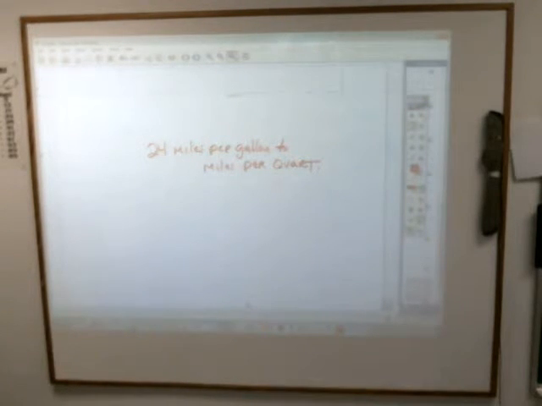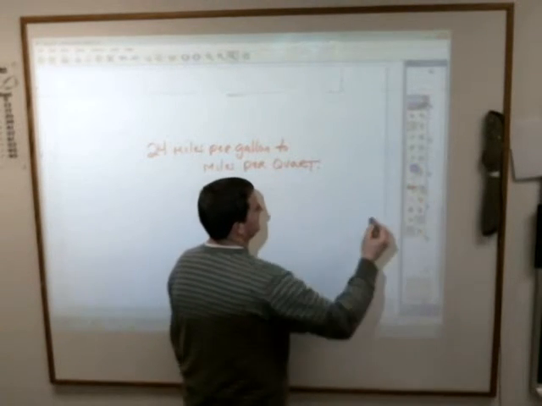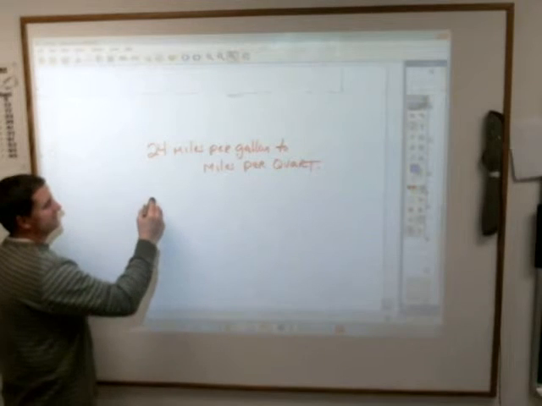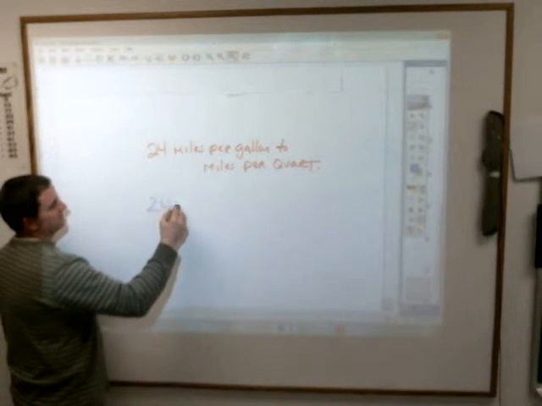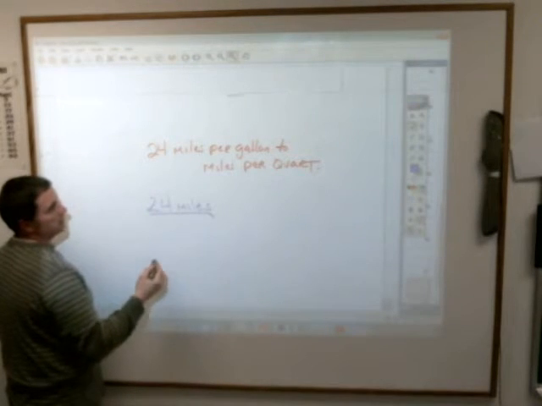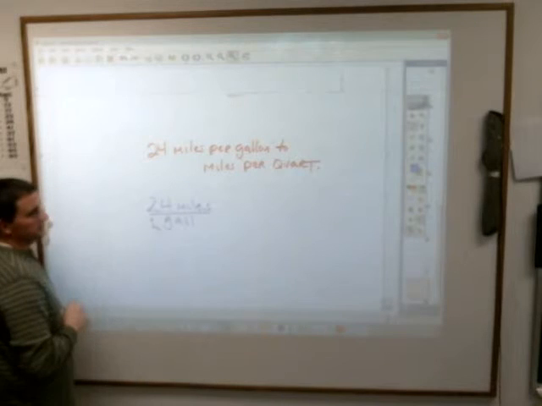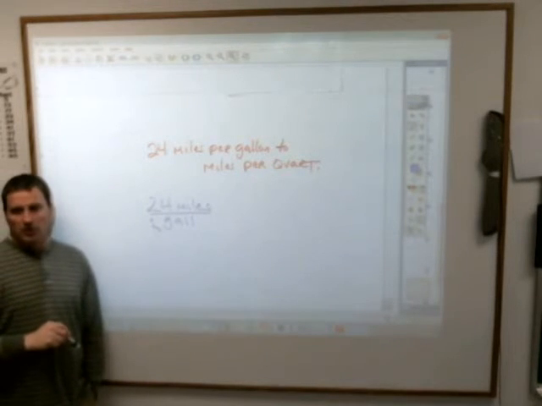Miles per gallon to miles per quart. You ended up with, Bailey, Lincoln? 96 miles per quart. Let's check on Bailey's answer. I don't know, maybe it's right. I was just saying, let's check on it. Miles per gallon, right? You did this? Yep. All right.